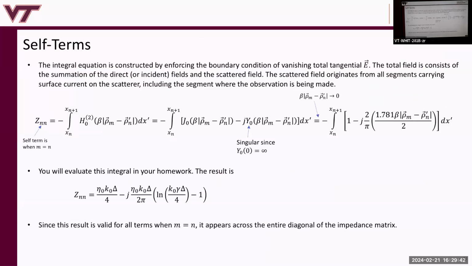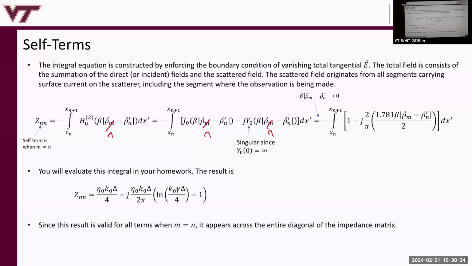So the integral equation is constructed by enforcing the boundary condition of vanishing tangential total E. The total E consists of the summation of the direct or incident field and the scatter field. The scatter field originates from all segments carrying surface currents on the scatterer, including the segment where the observation is being made. So here, ZNN now, if it's a self term, then M is equal to N, right? So ZNN, which is the diagonal of that impedance matrix, is equal to, this is the expression for ZMN, but now I should have probably made that an N. This should probably be an N as well. Same here and here.